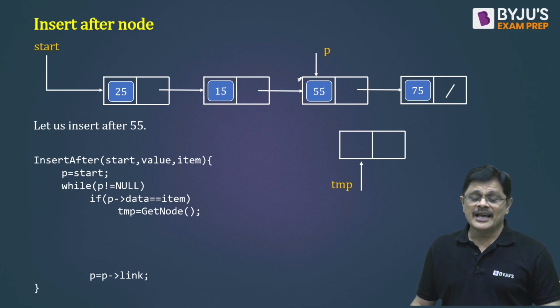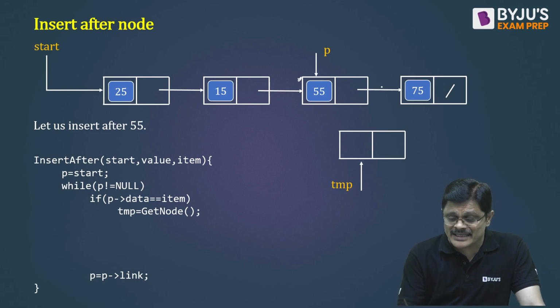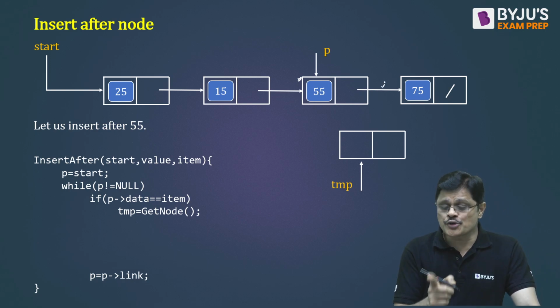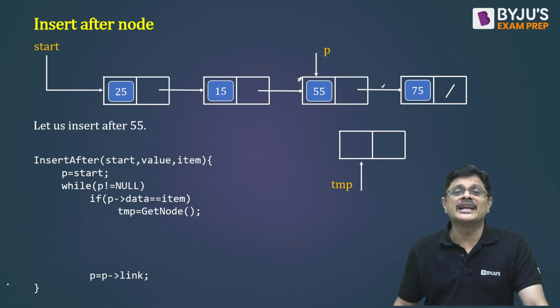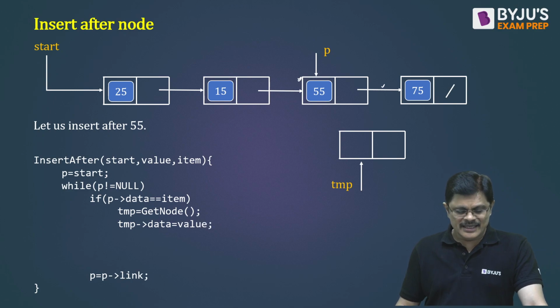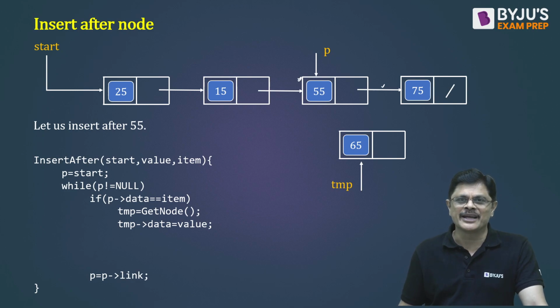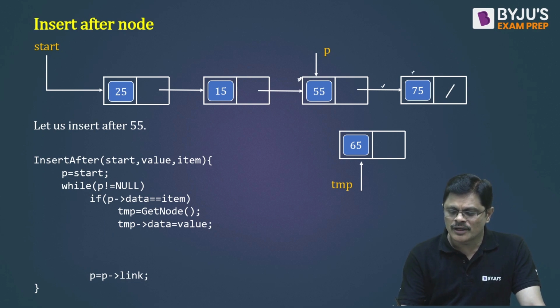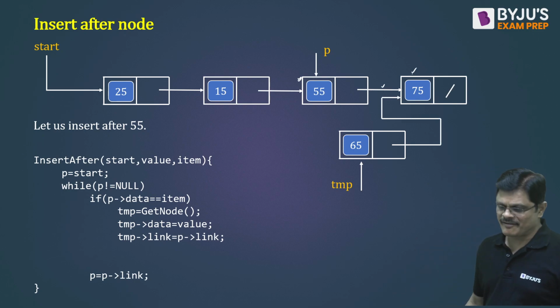Then you update the links. Don't directly do P link is TMP, because by doing that, this link will be gone. So first you should not update the link of P. First update the link of TMP. Of course, the new node's data value also has to be updated. Let us update the data value. The link field of this TMP is now updated like this: TMP link should go to the P link. So TMP link is P link. So this will be connected to P link, my dear friends.